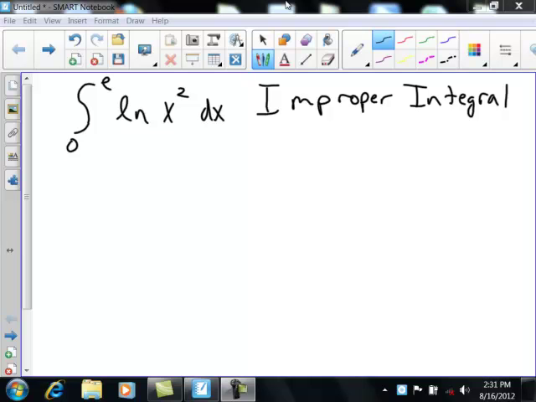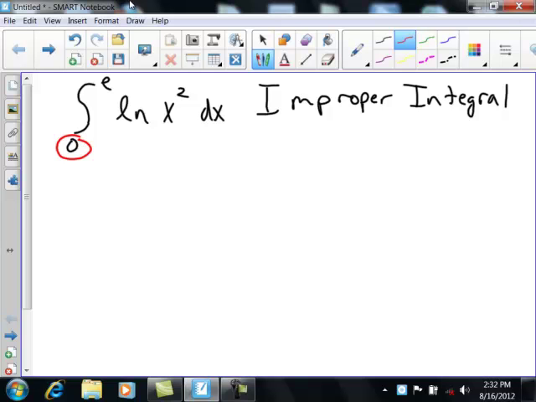So we have an example of an improper integral. We want the integral from 0 to e of the natural log of x squared dx. What makes this improper is that to integrate we need continuity, and we don't have continuity because the natural log is not defined at 0. Natural log of 0 does not even exist.